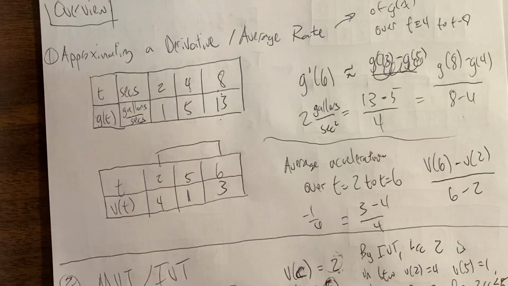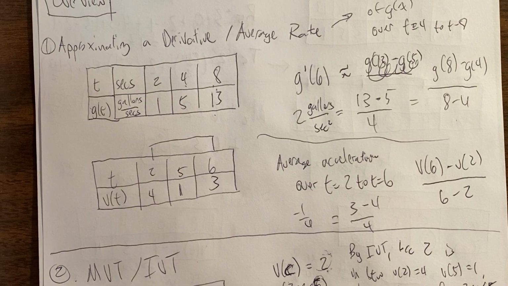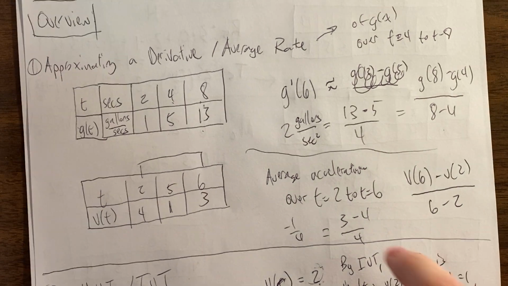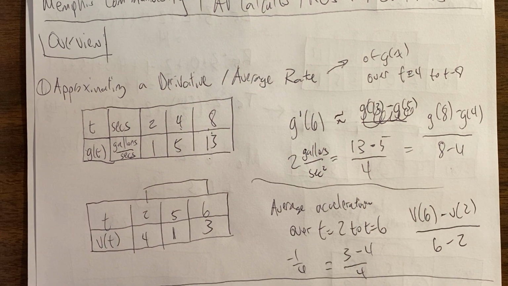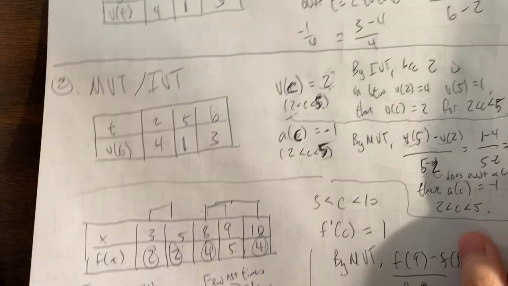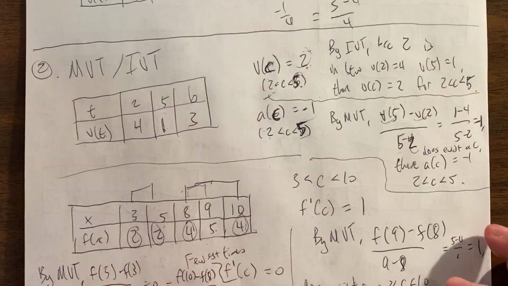This has been quite a long video, of course. This has been almost an hour. Let's just review the main questions. The main questions being approximated derivative or average rate using algebra slope on an appropriate pair of columns. MVT, IVT, it's a weirdly worded question.